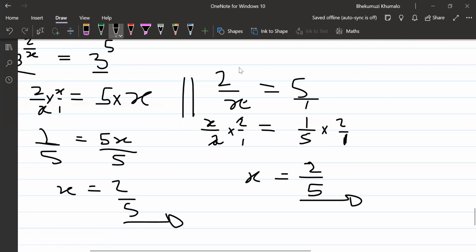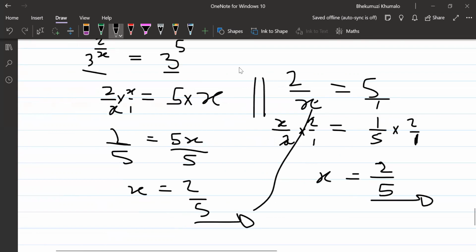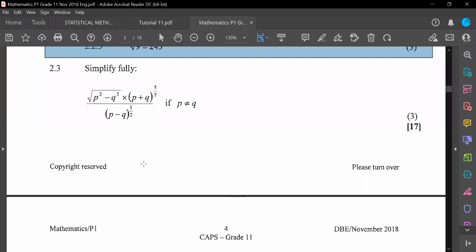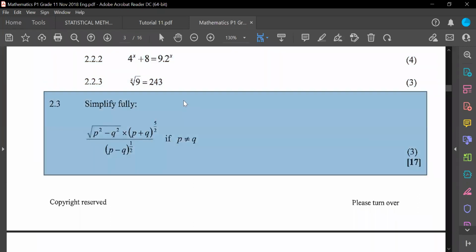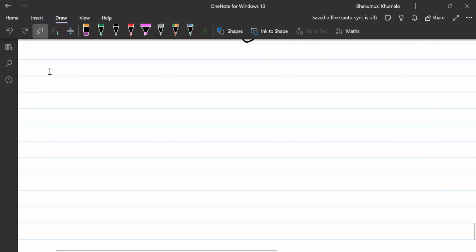Let's see if we can still fit in one last one with the exponents. Okay, so this is 3 marks, and it looks complicated, but we'll tackle it. So I think this could be our last one there.